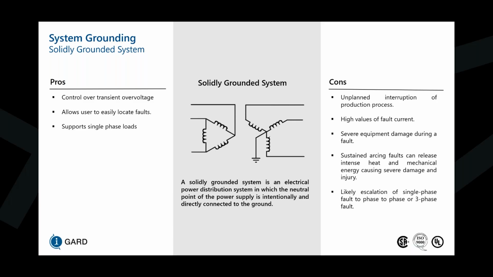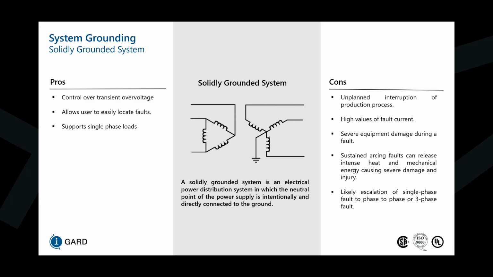fault conditions. Sustained arcing faults can release intense heat and mechanical energy, causing severe damage and injury. And there's a very high likelihood to escalate from a single phase fault to a phase-to-phase or a 3-phase fault in this type of system. In addition to that, we can't achieve process continuity with the solidly grounded system because we have to trip immediately on first fault due to the high value of fault current capable in this type of system.